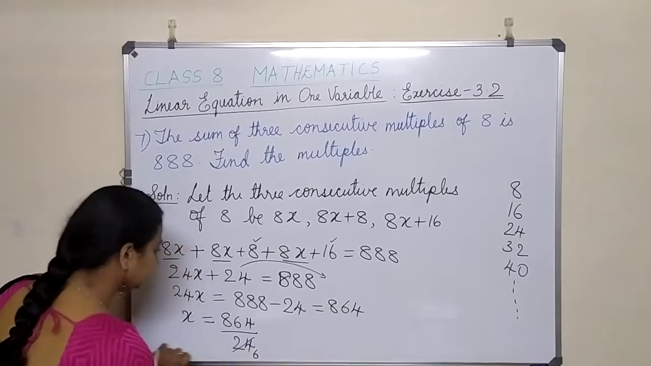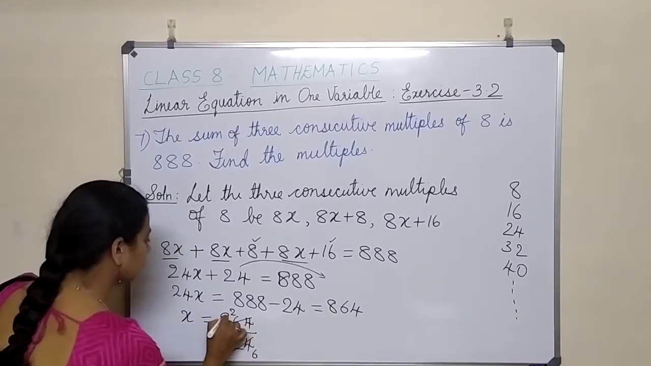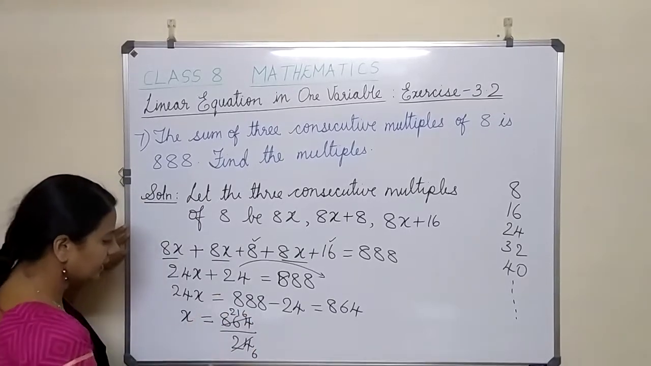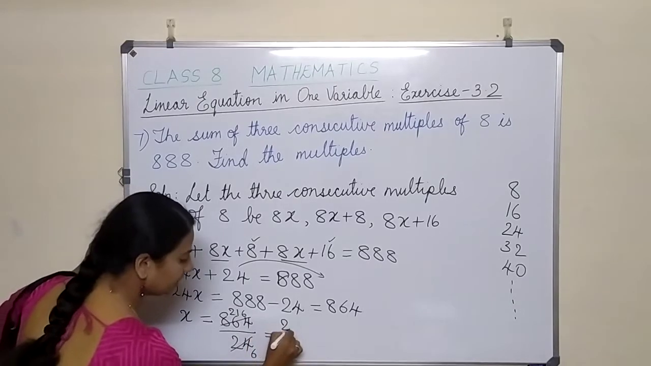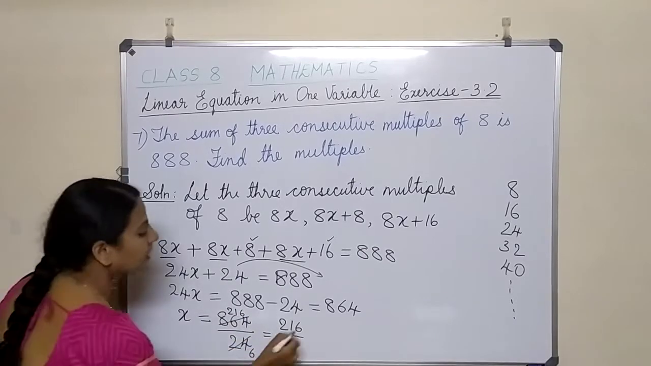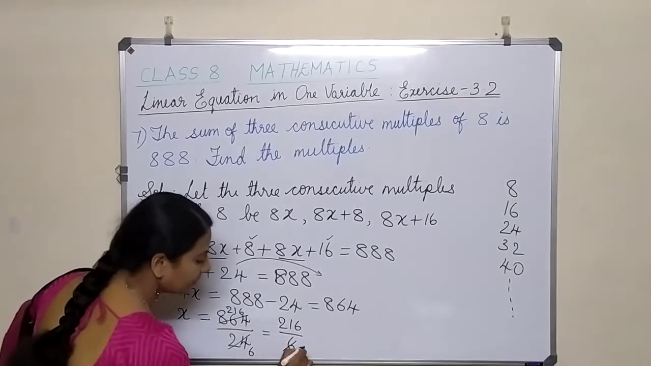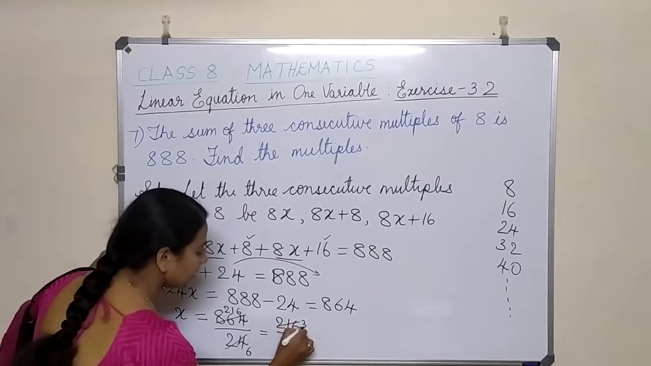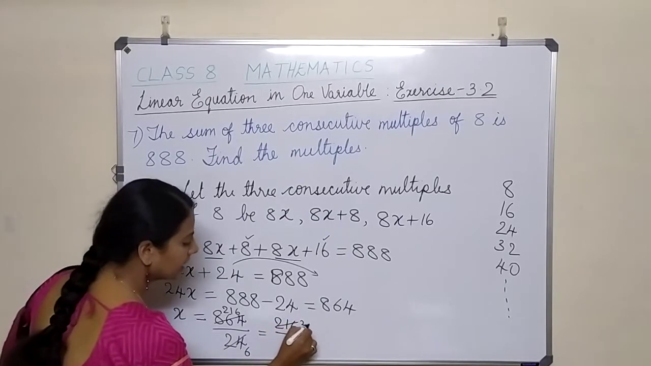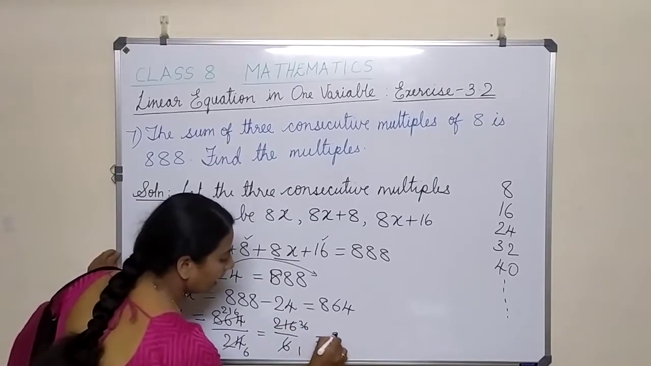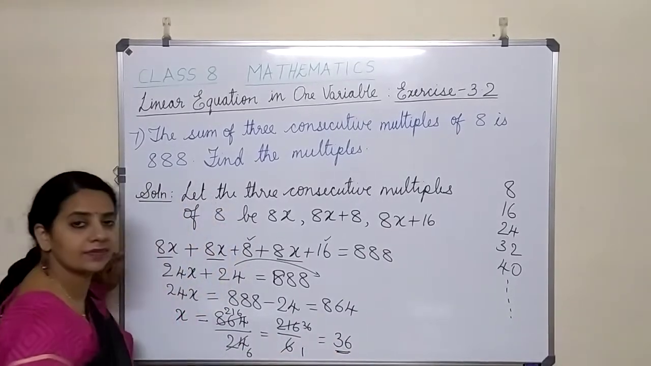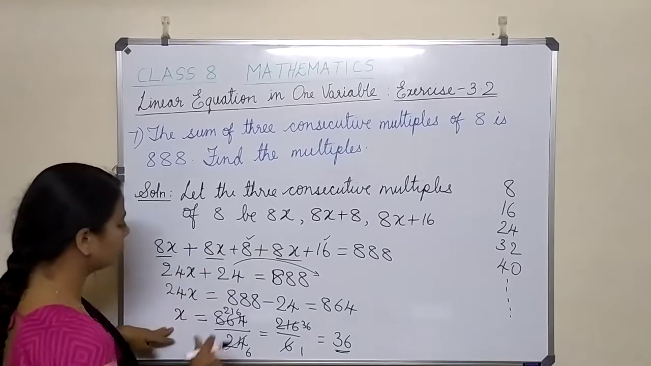4 6 4, 2 4s are 8, 1 4 6 again. Can we further simplify this? I'll write this once again. So this has come to 216 by 6. Further, if you simplify, 6 1s are 6, 6 3s are 18. So 21 minus 18 is 3. So 36. 6 6s are 36. So the answer is 36. So the value of x is 36. Understood?